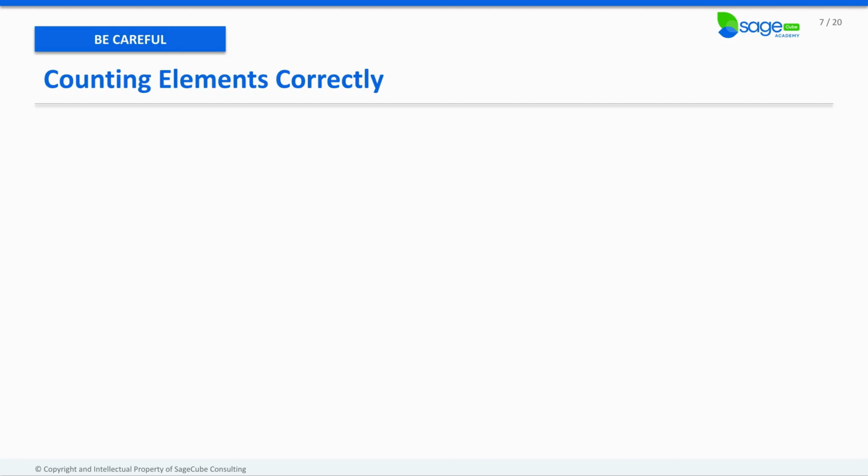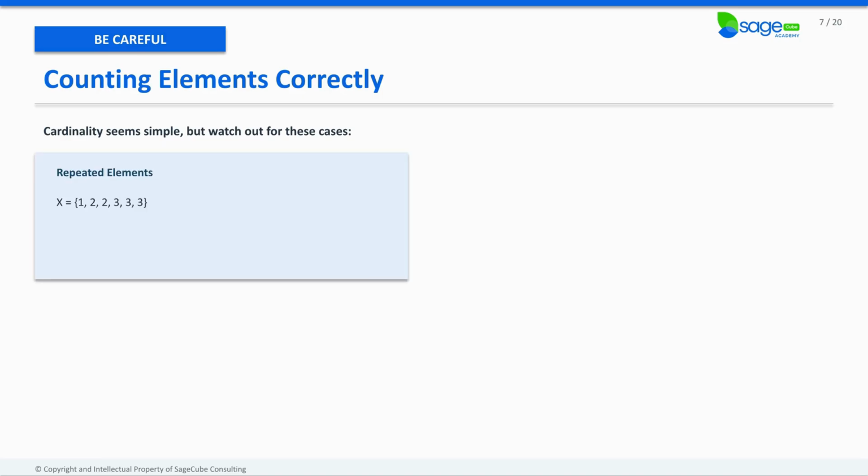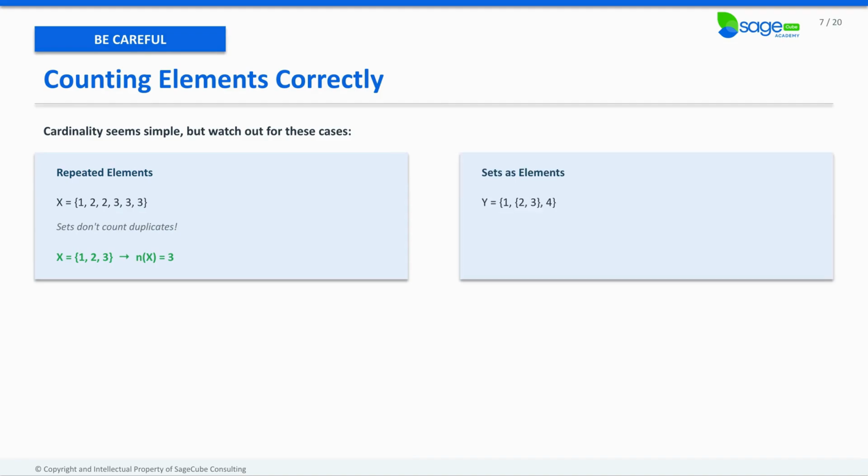So watch carefully here. Cardinality has 3 common pitfalls that trip students up. First, repeated elements. X equals {1, 2, 2, 3, 3, 3}. Sets don't count duplicates. So technically, X equals {1, 2, 3}. So the number of elements in here is 3 and not 6. Do we get that?